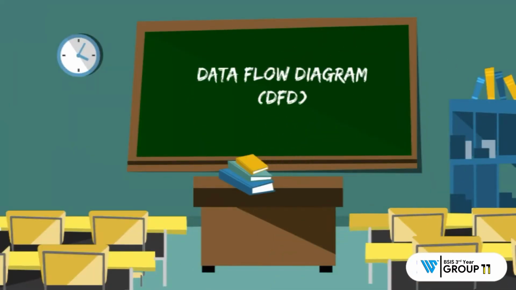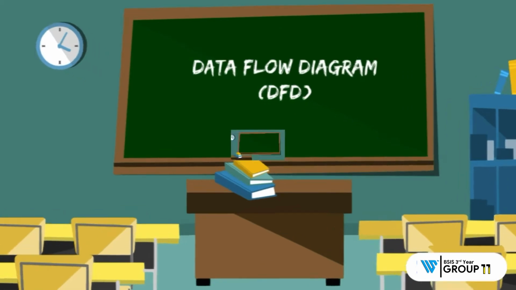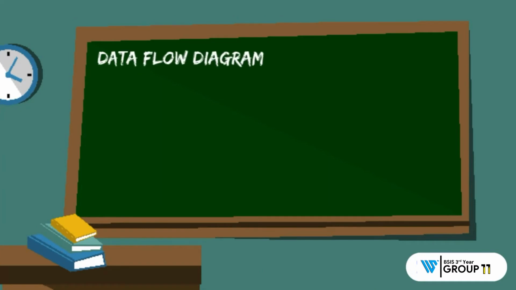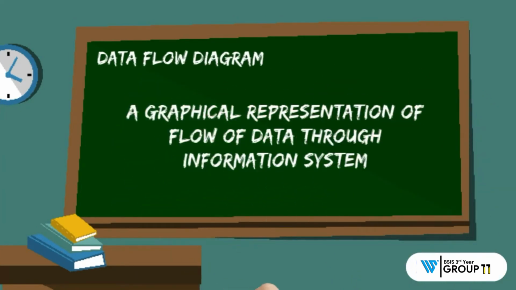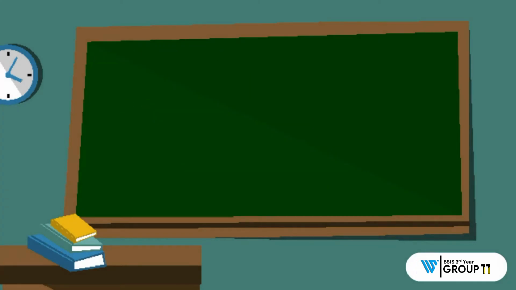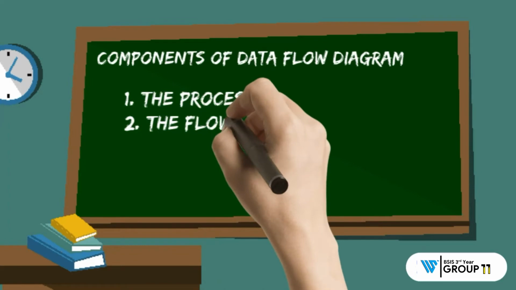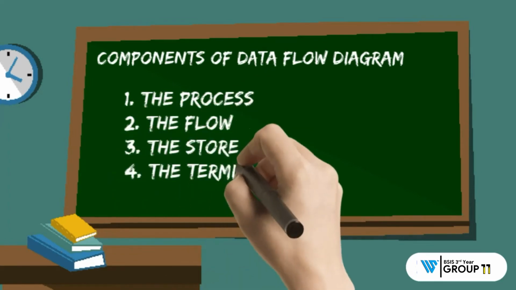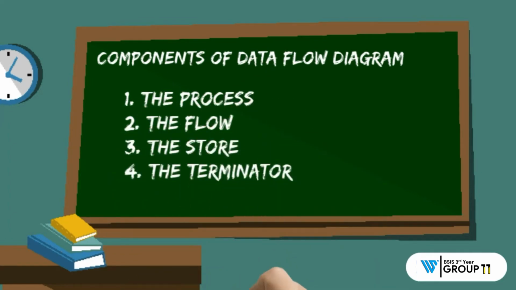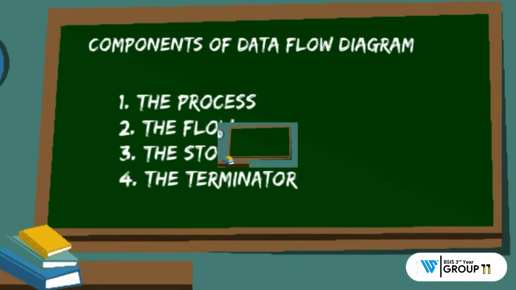DFD, or the data flow diagram. It is a graphical representation of the flow of data through an information system. Components of data flow: 1. The process. 2. The flow. 3. The store. 4. The terminator.